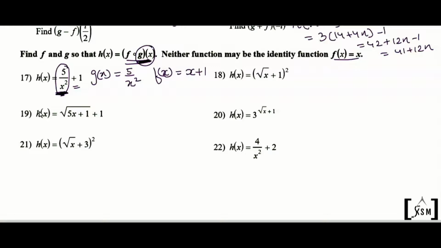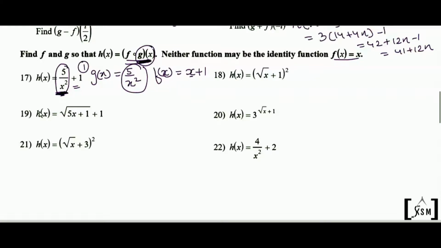You can cross verify your answer like this. If you have to find f of g(x), you will first find the g(x) value and put that g(x) value in place of x. You will get the composite function f of g(x). So this is one of my sets of answers, where g(x) is 5 over x square and f(x) is x plus 1.